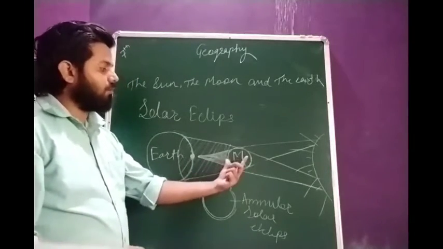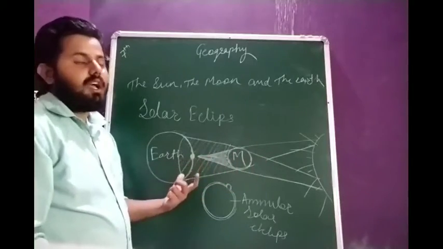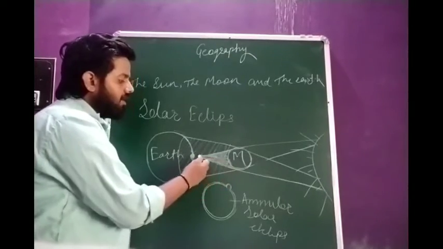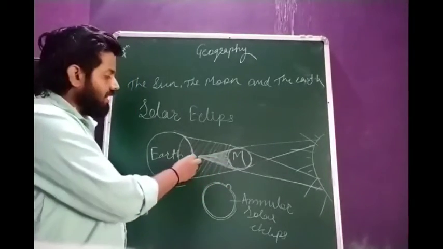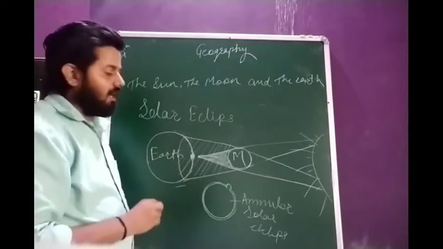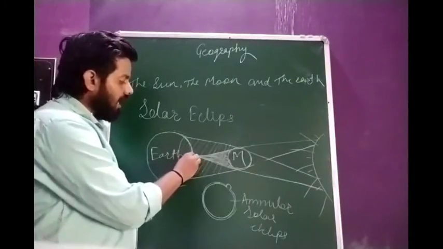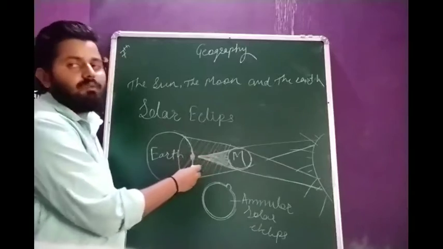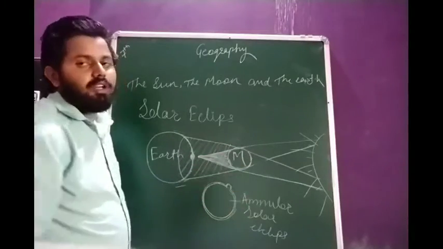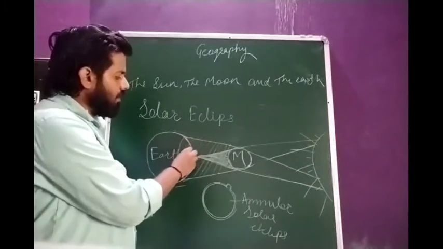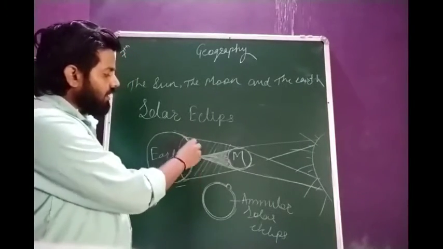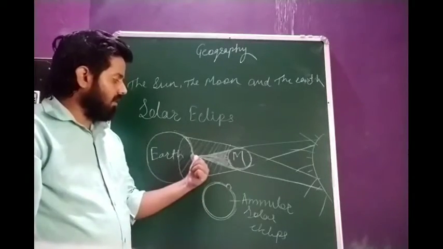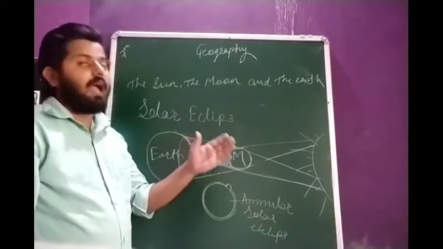Because, as we all know, the moon is very far from the earth, and that is why the shadow of the moon reaches only into space and does not reach exactly on the earth. That is why the people exactly opposite to that shadow will experience the annular solar eclipse, and the remaining parts will experience the normal partial solar eclipse. But those people experience the annular solar eclipse.